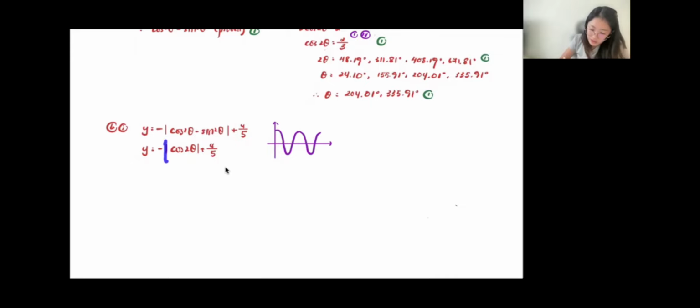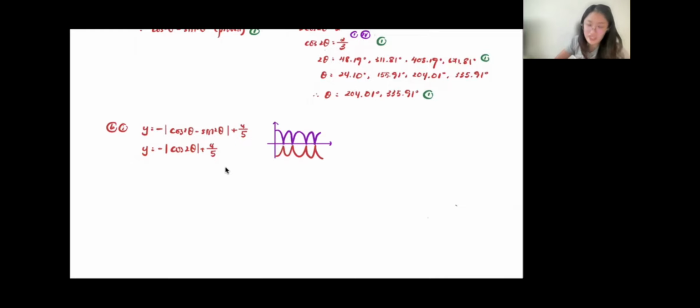Then you have modulus, isn't it? Modulus meaning you are going to flip everything to the positive side. Here, you will have to erase. This one no more after modulus. Sekejap, this one erase. Then after that, you have a negative in front, meaning you have to flip the whole graph down. Flip the whole graph down, so it will be something like this.